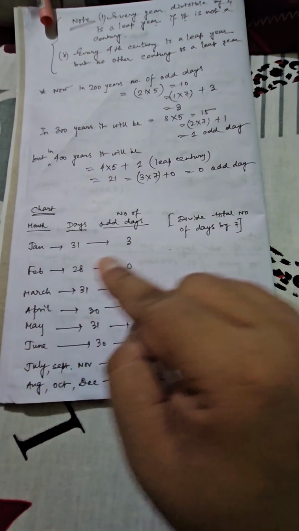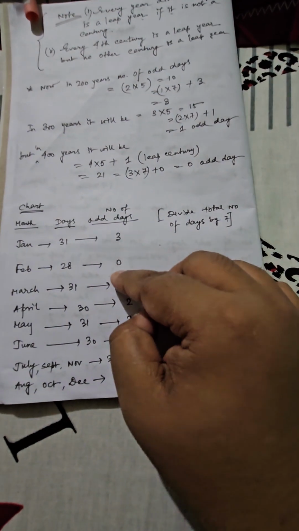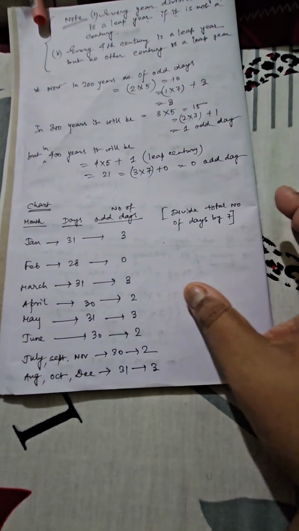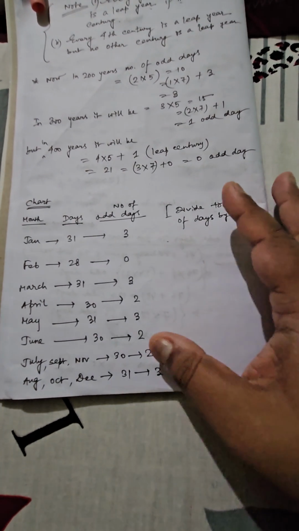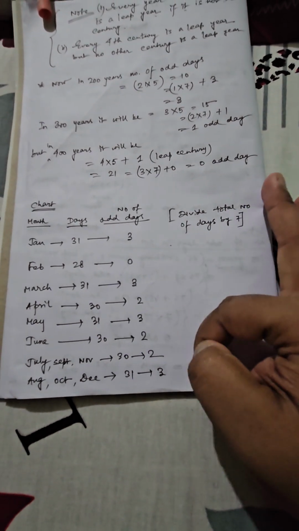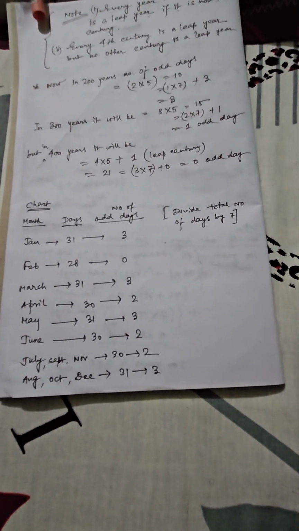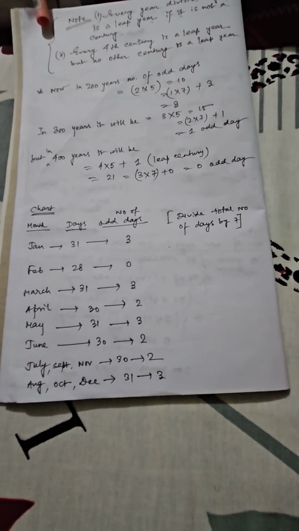In case of February, 28 days are available, obviously we are considering a non-leap year, so the number of odd days will be 0. Similarly in case of March, April, May, June, July, August, September, October, November, December, everywhere you can see I have written in this chart the number of odd days. Just remember how many days are in that month and divide it by 7, then you will get the idea of the odd days.